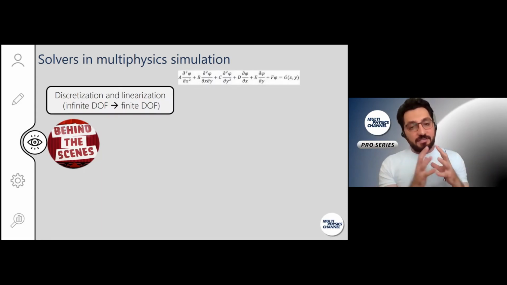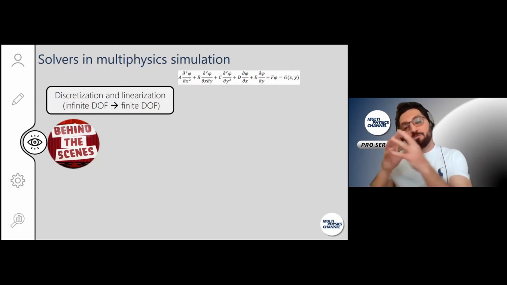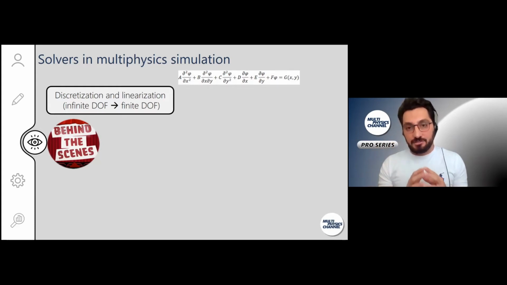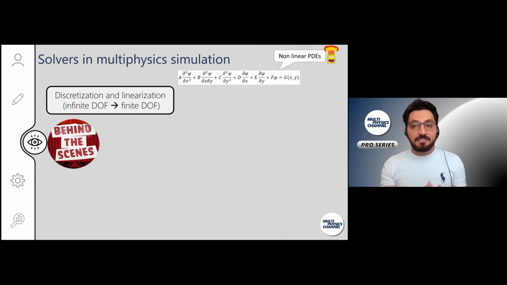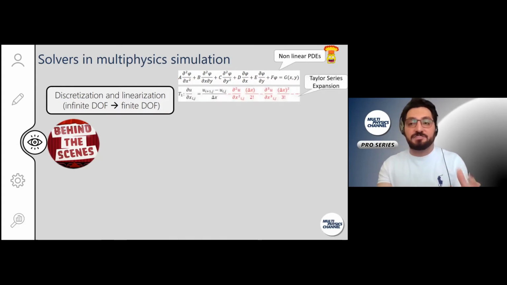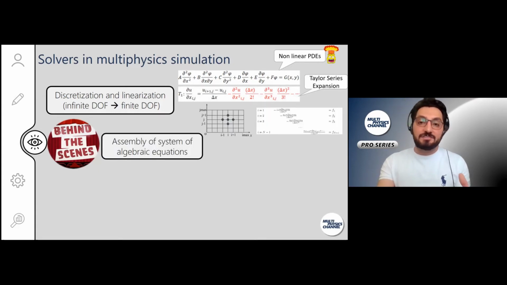Always we have conservation equations that we want to apply to that geometry. And these conservation equations are in this general form that you can see. But this is highly nonlinear, and we cannot solve a nonlinear equation. So we have to linearize them, for example, with Taylor series expansion, and then apply these linearized equations to the discretized geometry, as you can see here, to each node that we have.